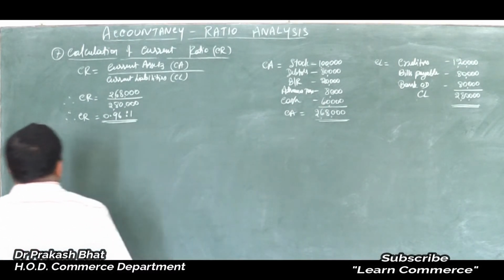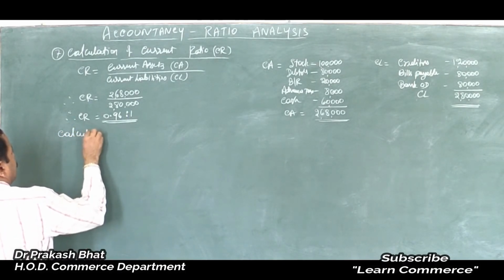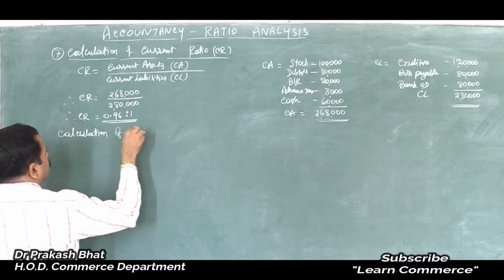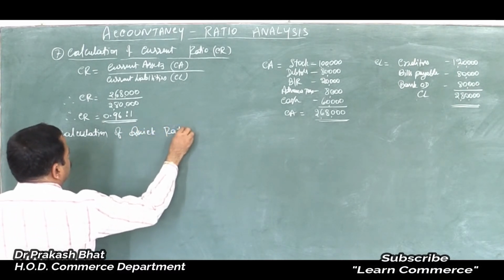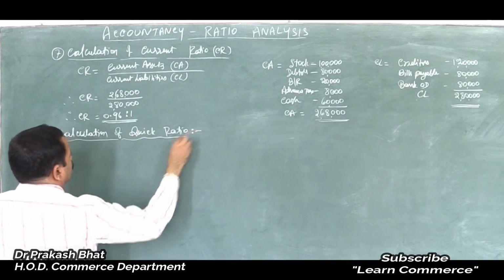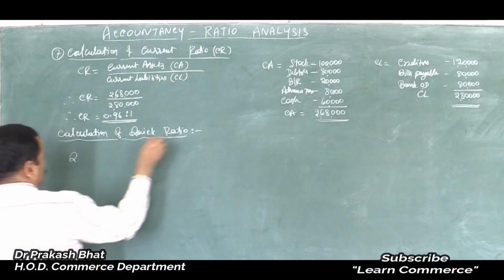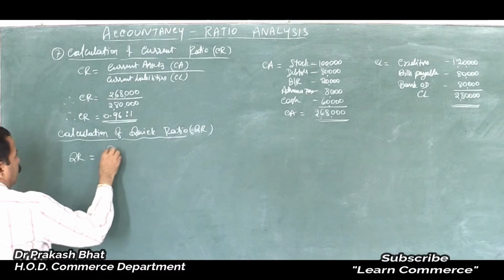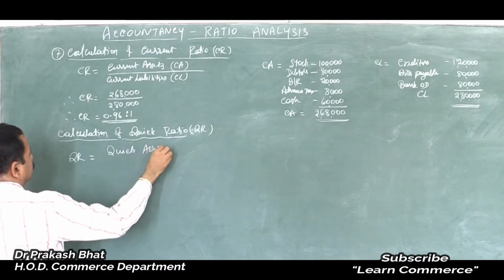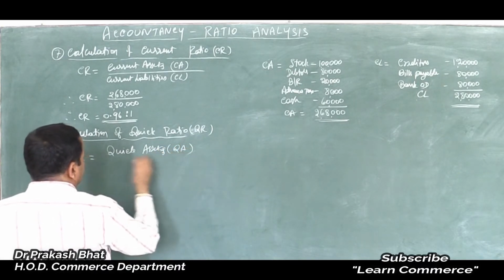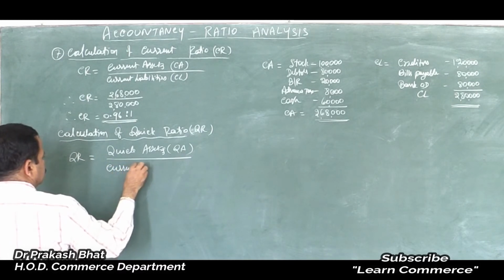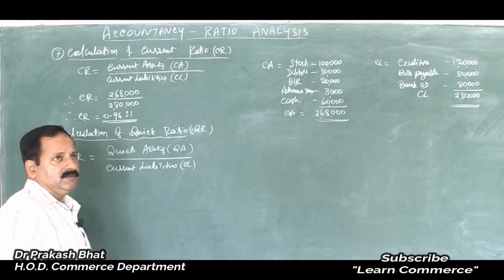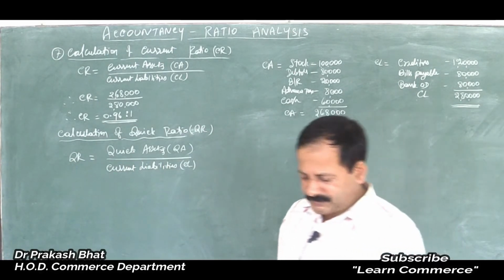Let us move on to the next part, that is calculation of quick ratio, QR. Quick ratio QR is equal to quick assets, QA, divided by current liabilities. This is current liabilities, isn't it? Now substitute the figures given.